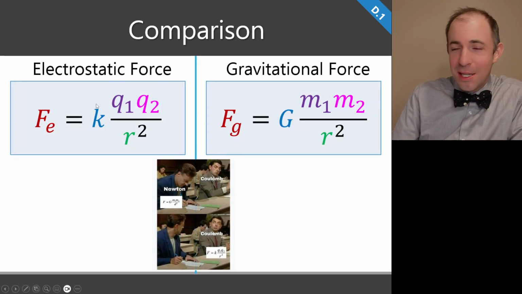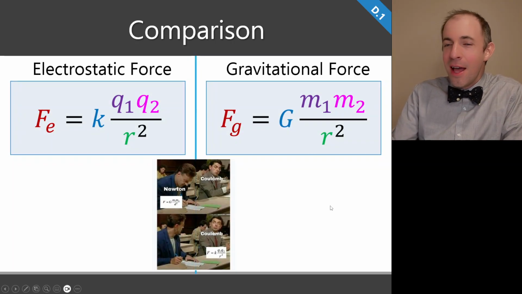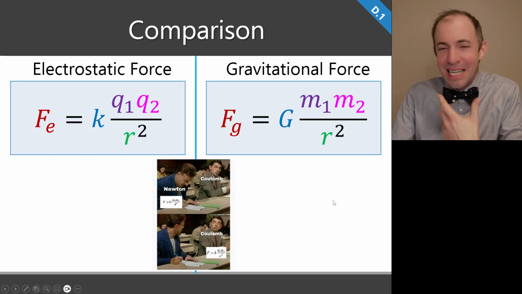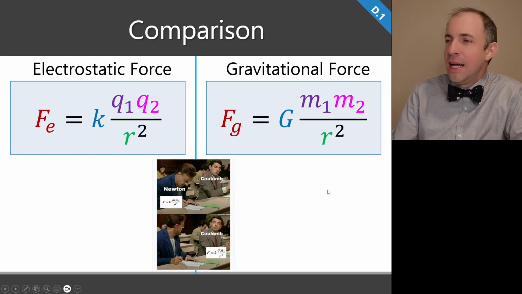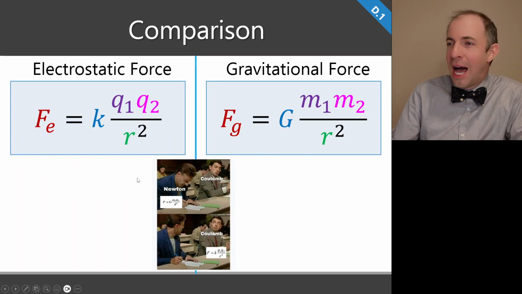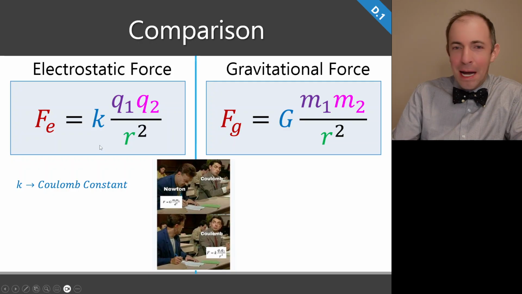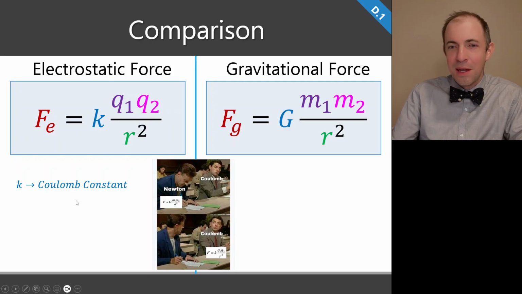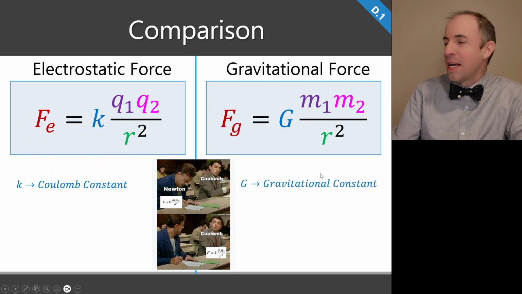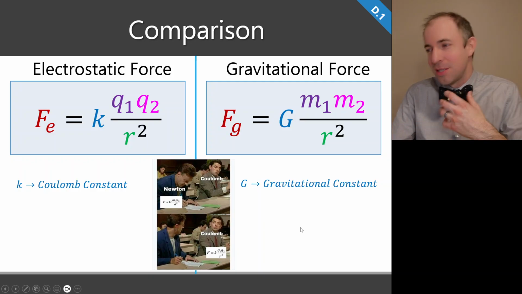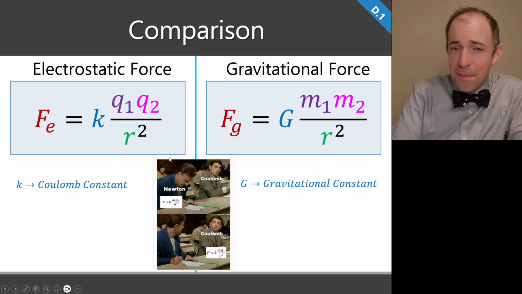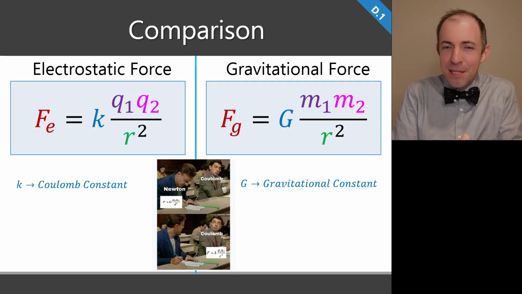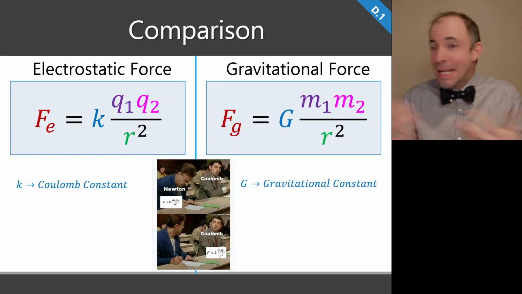So one of the things that you should have already noticed is that these equations look very similar to each other. They're the exact same inverse square law and inverse square relationship. The only differences are we've swapped out the constant. So in electrostatic force, we have k, which is Coulomb's constant, and gravitational force is big G, which is the gravitational constant.